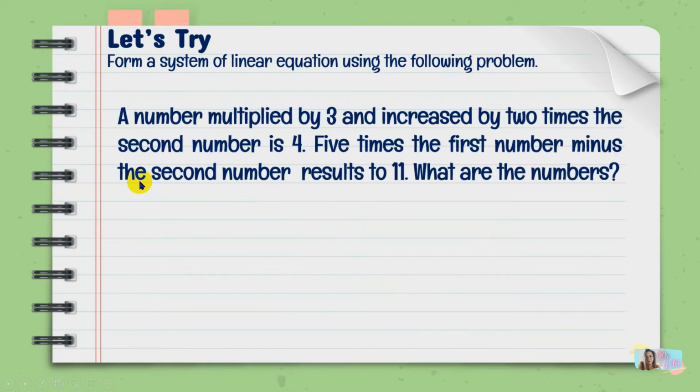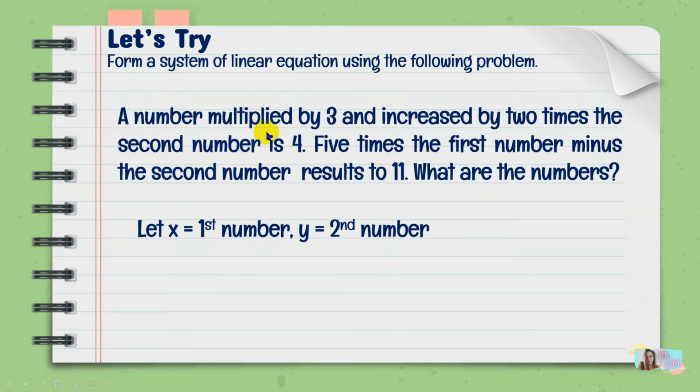Let's have another problem. A number multiplied by 3 and increased by 2 times the second number is 4. 5 times the first number minus the second number results to 11. What are the numbers? So again, what is the first step? So nagawa na natin. Read and analyze the problem para mahanap natin yung facts. Now, we have to represent what is asked. What are the numbers? So meron ulit tayong dalawang number. x is the first number and y is our variable for the second number.